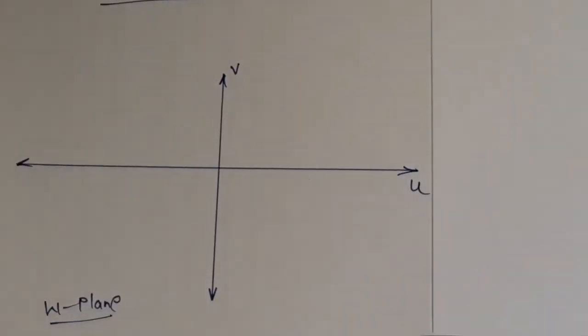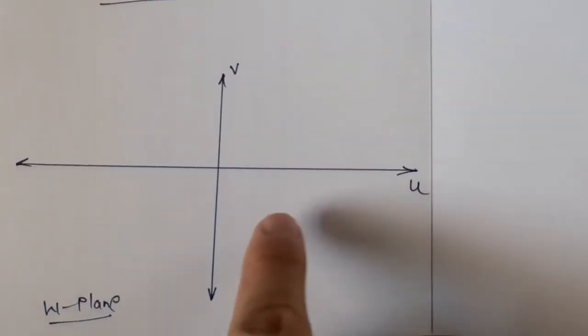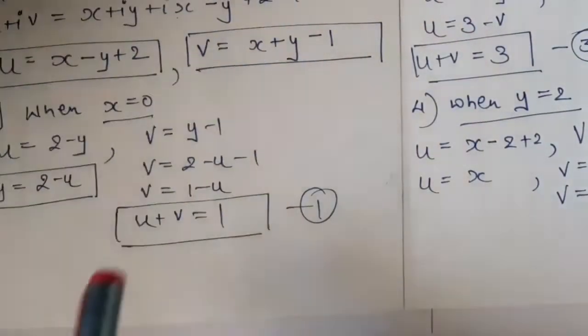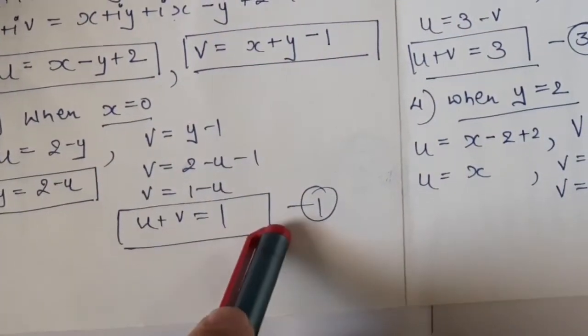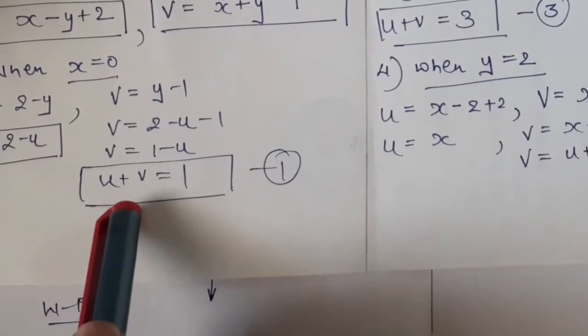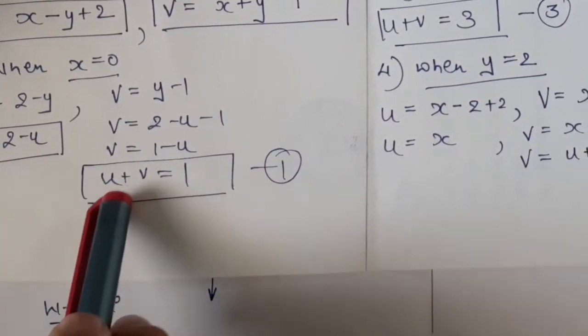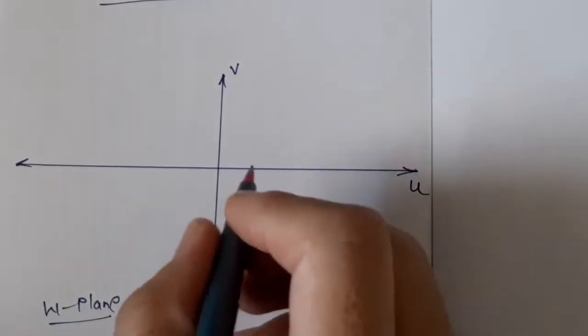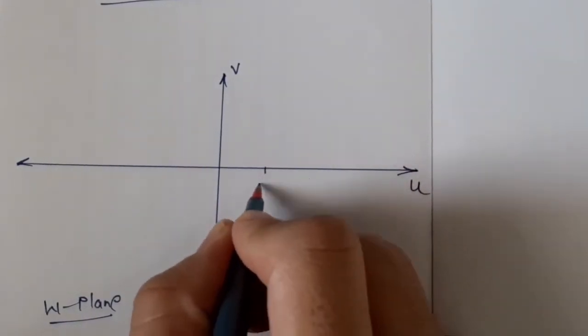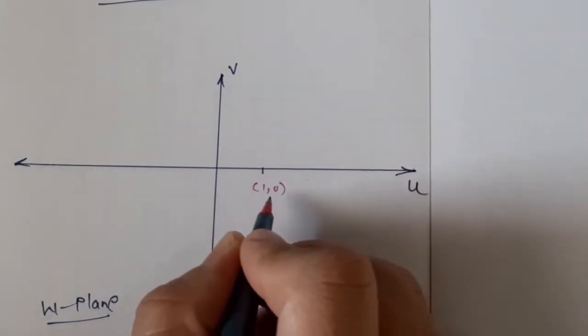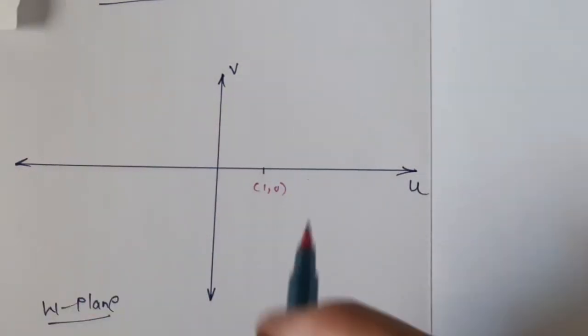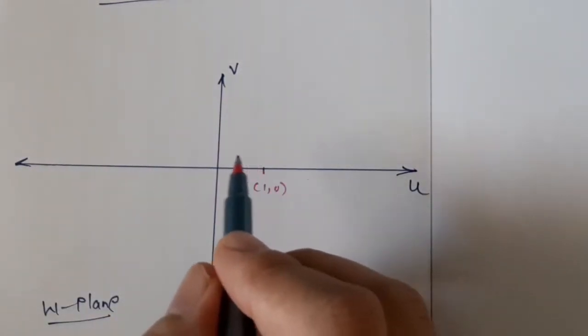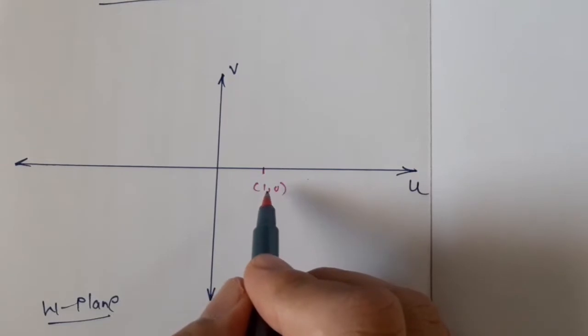Now we will see the equations of the lines in the w plane. So this is the w plane of u and v. The first equation we obtained is u plus v equals 1. If we put v equals 0, then we get u equals 1. So this is (1, 0), that means u equals 1 and v is 0. This is the first point of the line u plus v equals 1.